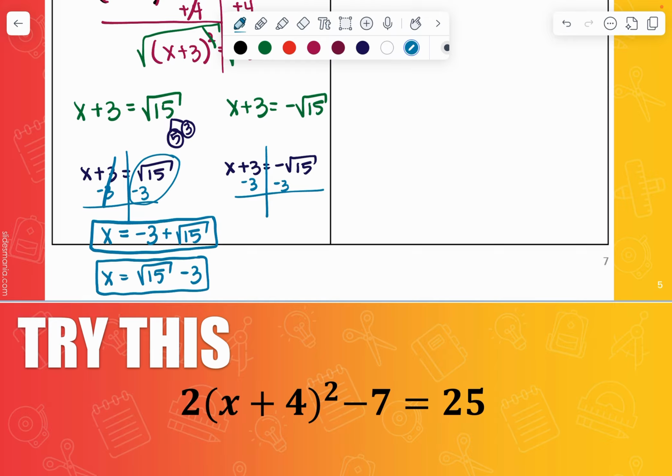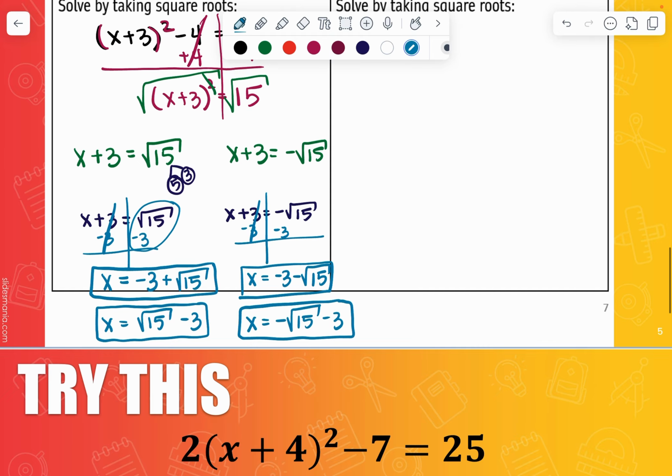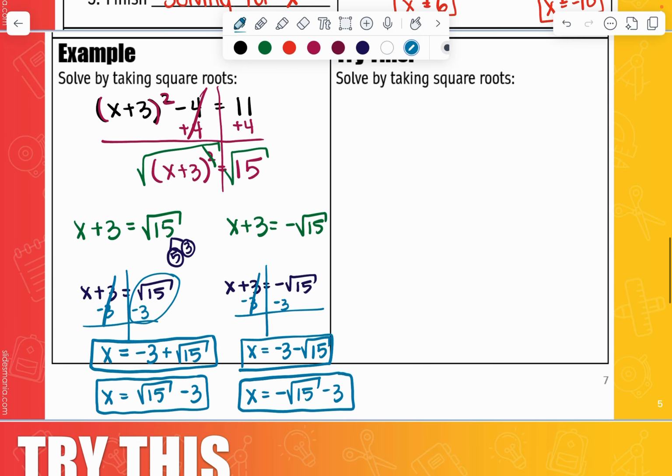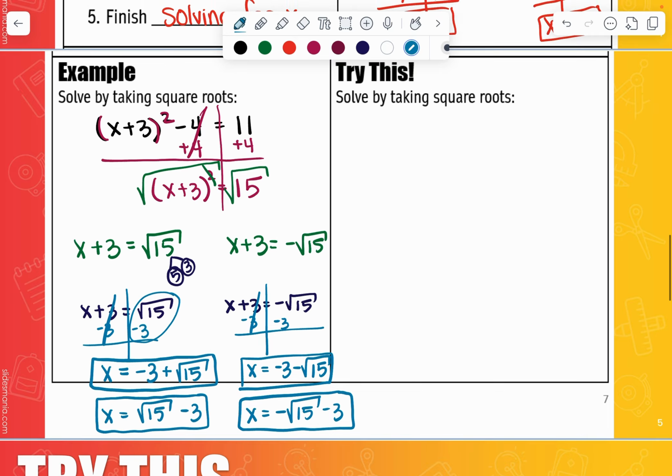Likewise, in the other equation, when we subtract 3, we are going to be left with either negative 3 minus the square root of 15. That is the more traditional way of writing an answer. Or we can write negative square root of 15 minus 3, and that works just the same. So when you are left with a square root that you can't get a perfect answer for, you're going to be left with kind of an icky answer, and that's okay.